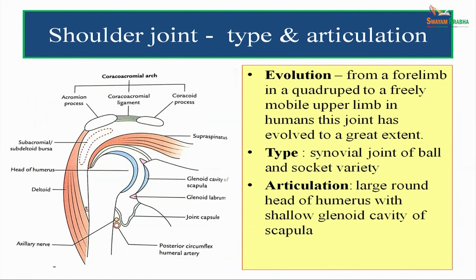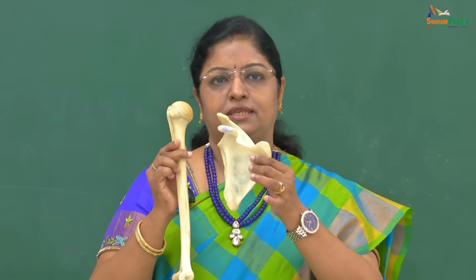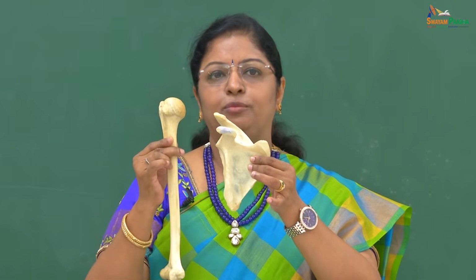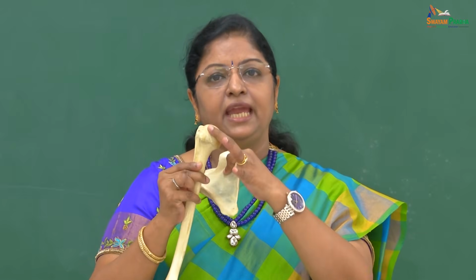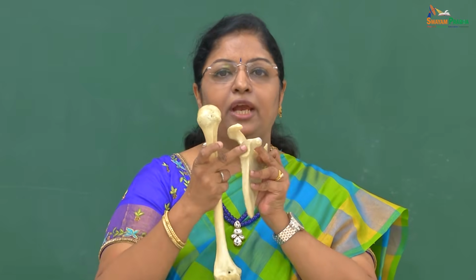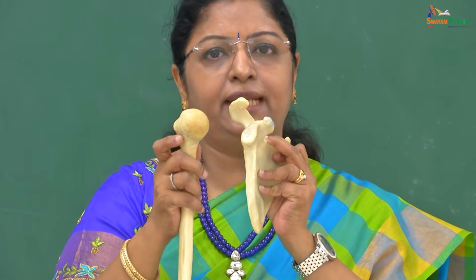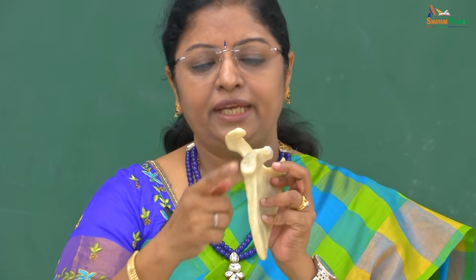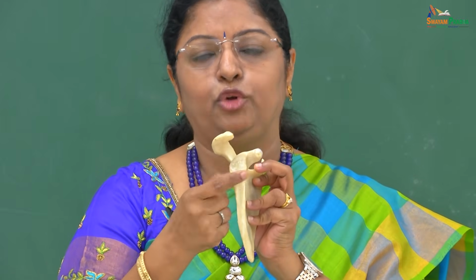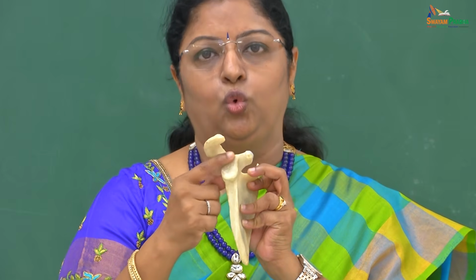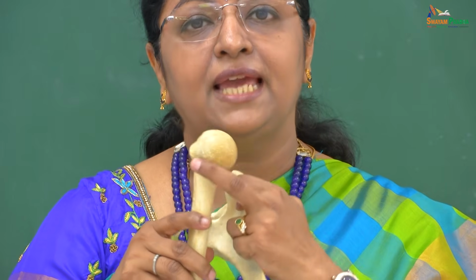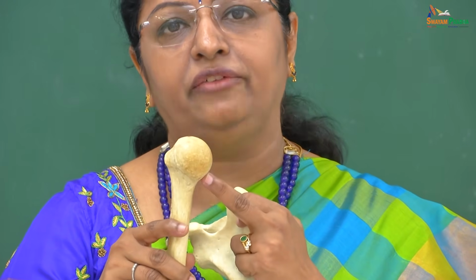If you see in the bone, this is the humerus and this is the scapula. Right humerus and the right scapula. This is the head of the humerus, and this is the glenoid cavity of the scapula. You can make out from the articulating ends of the bones that the glenoid cavity of the scapula is very shallow. If you look at the head of the humerus, it is hemispherical and nicely convex.